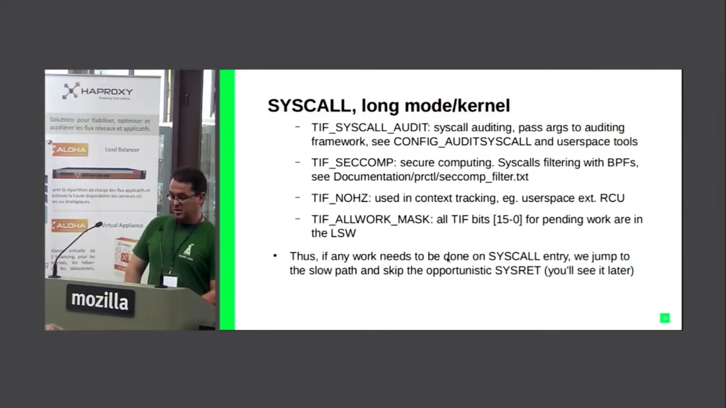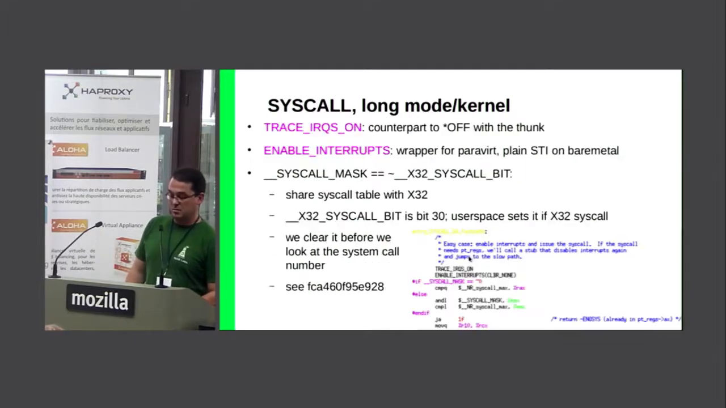Basically, if any work needs to be done on syscall entry, we have to jump to the slow path. And we go and say, okay, we're going to mark interrupts enabled now, and that's what we do here. And we enable interrupts, which is basically STI, set interrupt flag. And it is a macro because it's a wrapper for paravirt, and paravirt is a paravirtualized guest.